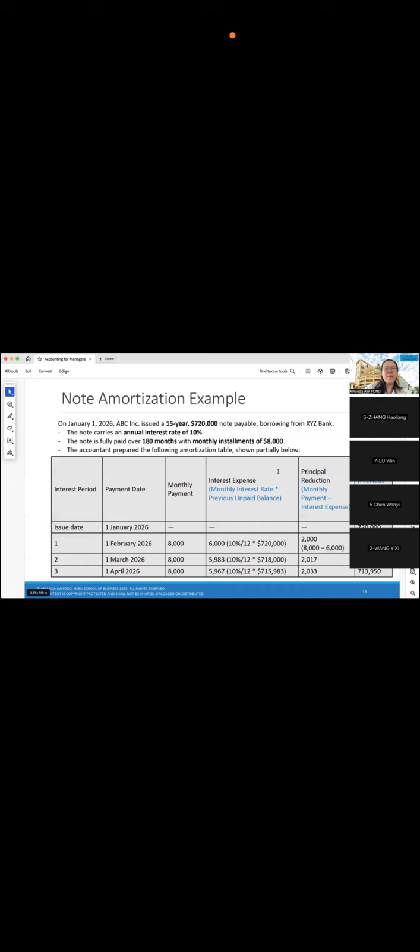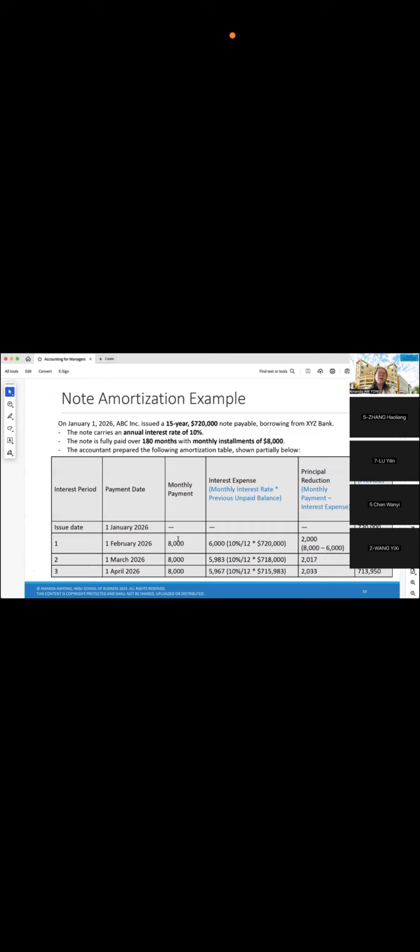And this is the format that we introduced in class, which I find helpful to learn for your final exam. Okay, so on the issue date, of course, we do not pay anything yet. So the unpaid balance would be the total principal of $720,000. Now, in the next period, because this is a monthly installment, the next period would be the following month, 1st of February 2026. And the question says that the monthly payment is $8,000.